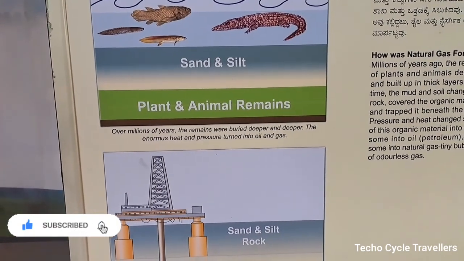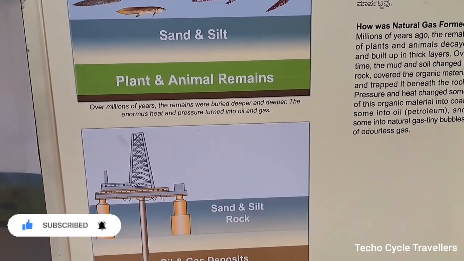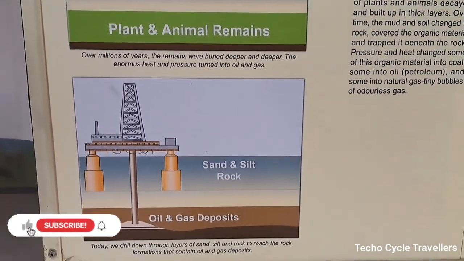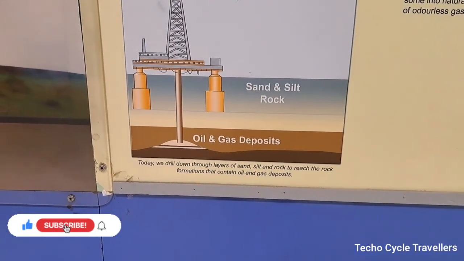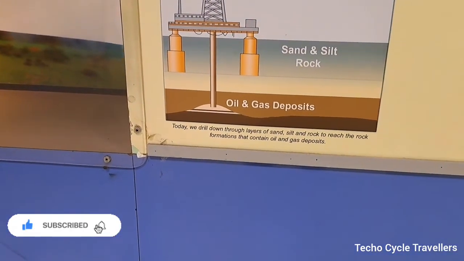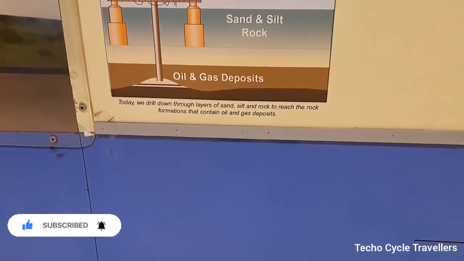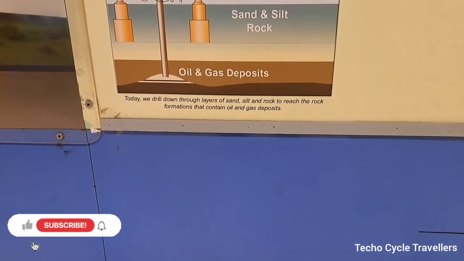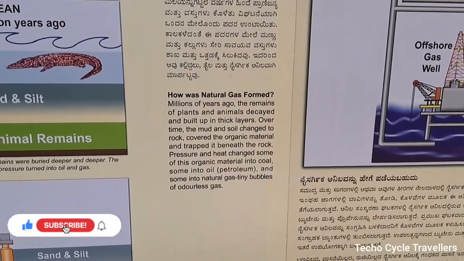Over millions of years, the remains were buried deeper and deeper. The enormous heat and pressure turned them into oil and gas. Sand and silt. Rock. Oil and gas deposits. Today we drill down through layers of sand, silt and rock to reach the rock formations that contain oil and gas deposits. How was natural gas formed?